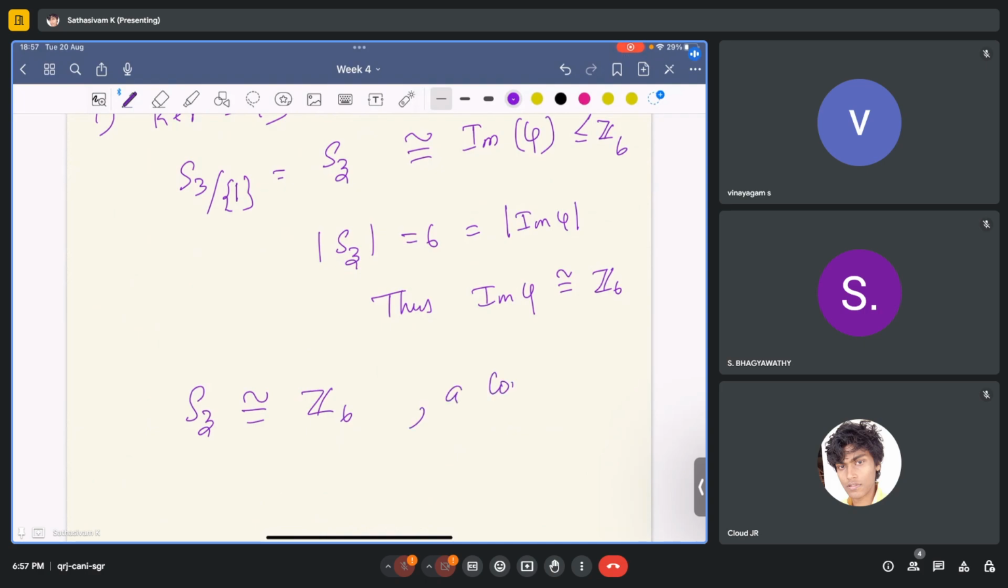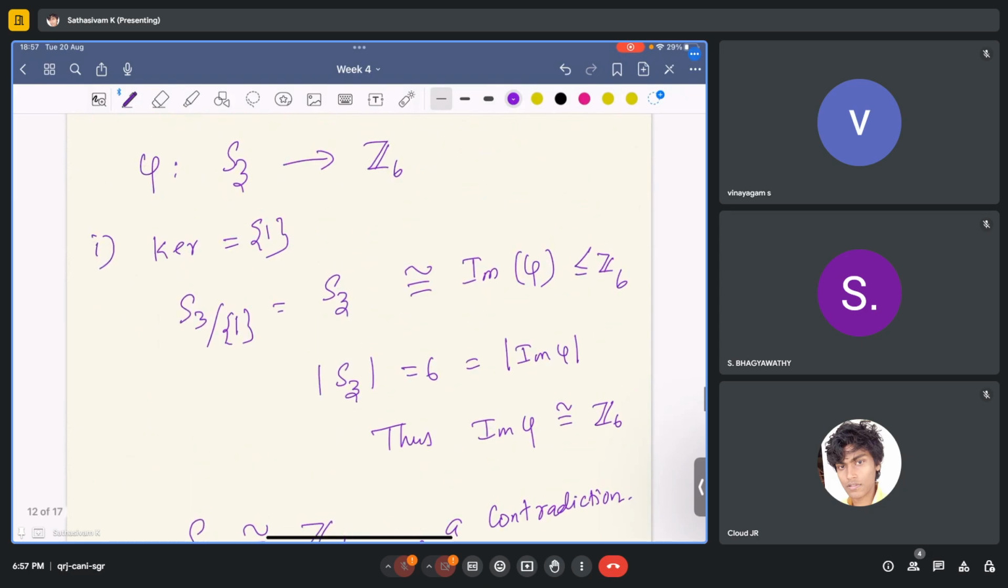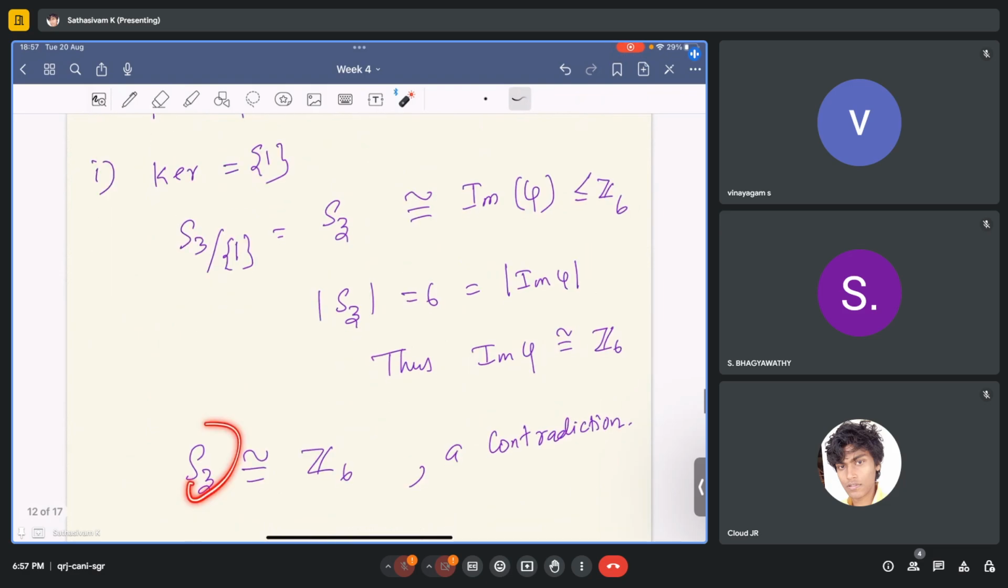So this is a contradiction. Why? If you look here, S3 is a non-abelian group, right? All the elements will not commute, but Z6 is an abelian group. Under isomorphism, the notions of abelian and cyclic are all preserved, right?